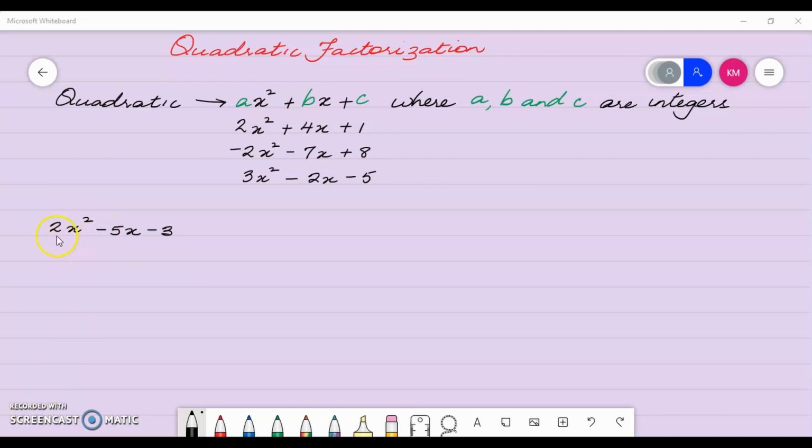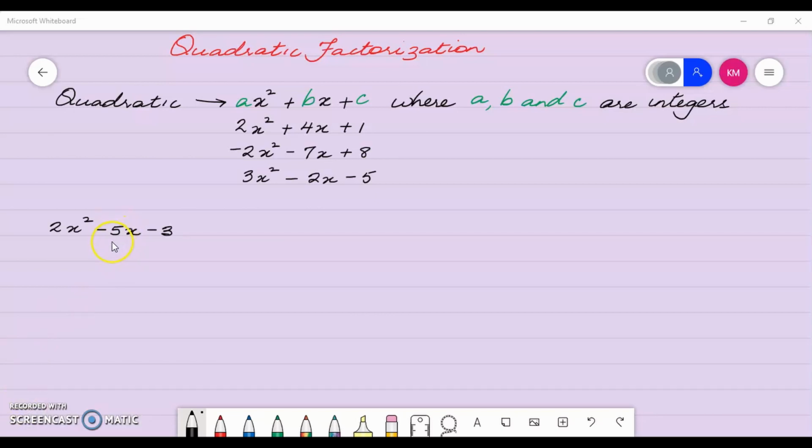Let's say we have a quadratic expression 2x squared take away 5x take away 3. Now upon examination I will notice that I cannot do factorization by grouping simply because I only have 3 terms. However, quadratic factorization is similar to factorization by grouping because what we do is actually split that middle term into 2 terms so that I end up with 4 terms, and then I can apply factorization by grouping.